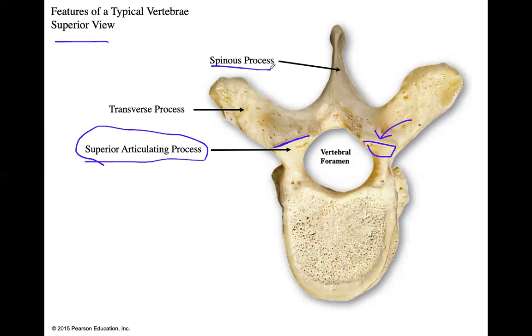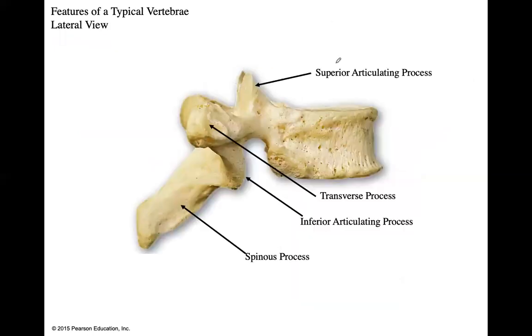Here's the spinous process, and here's the transverse process. Transverse process is transverse. It runs across. And here's the spinous process. Again, here's the lamina, and here's another lamina. When those laminas fuse, they actually form the spinous process.